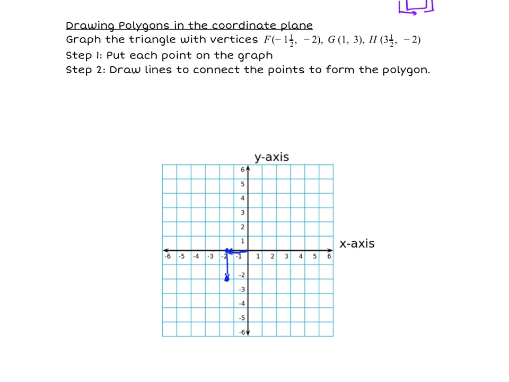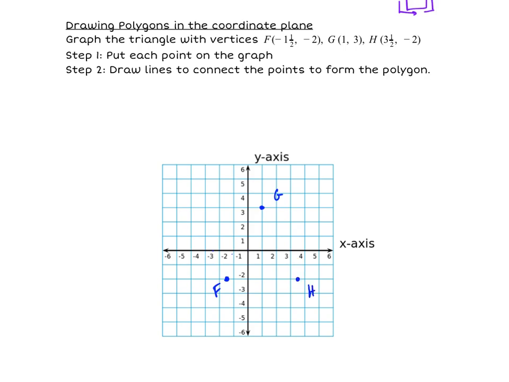I'm going to get rid of the extras that I don't need. Then my next point is, I should label that point F. Point G is my next point. So I go 1 to the right and 3 up. So there's going to be point G. And point H is 3.5. So 3 and then a half more. And then down 2. So right there.